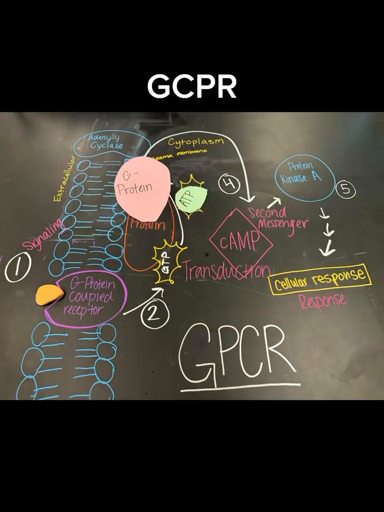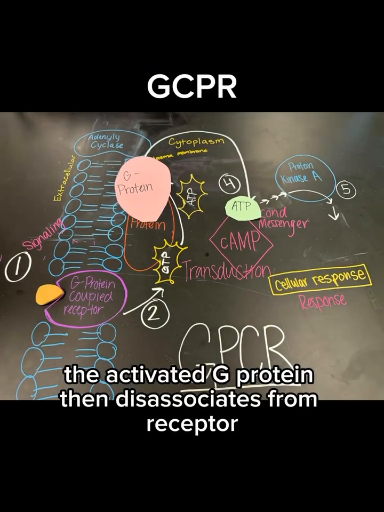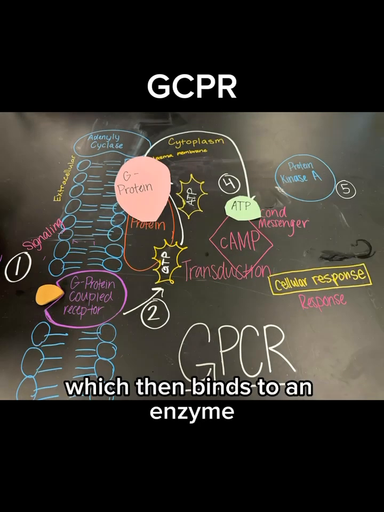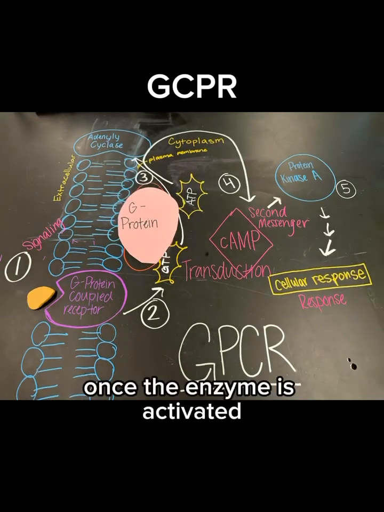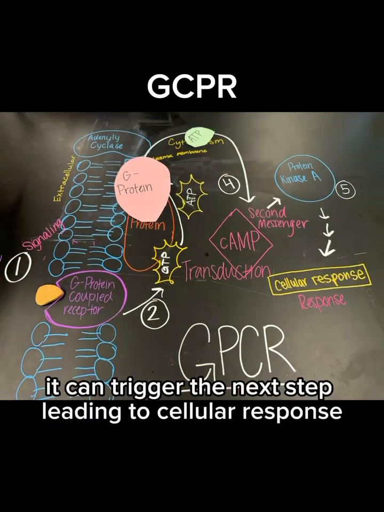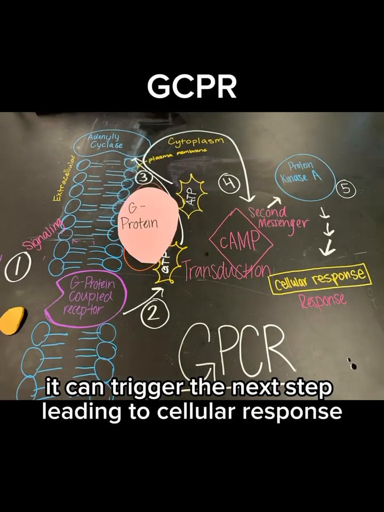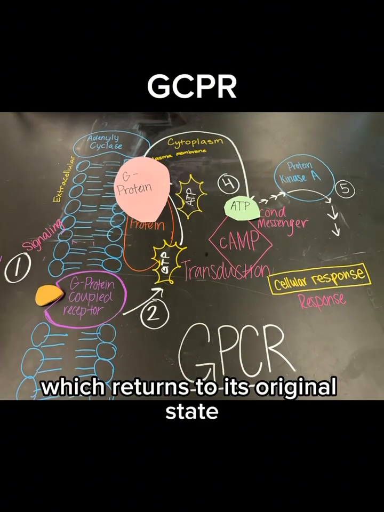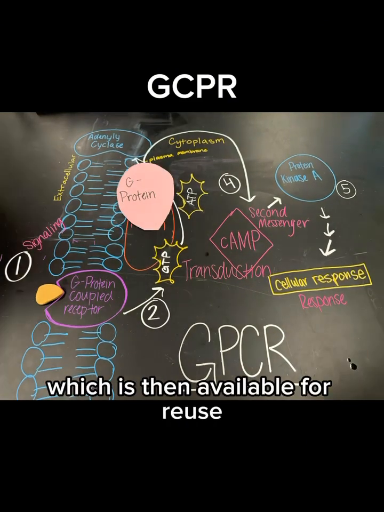G protein. The activated G protein then disassociates from the receptor, diffusing along the membrane, and then binds to an enzyme. Once the enzyme is activated, it can trigger the next step, leading to a cellular response. The G protein then leaves the enzyme, which returns to its original state and is then available for reuse.